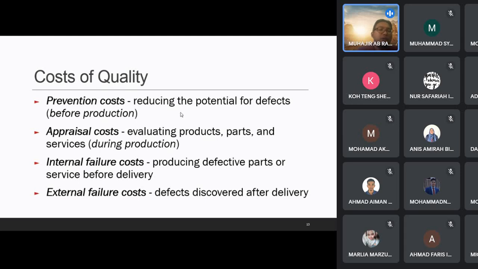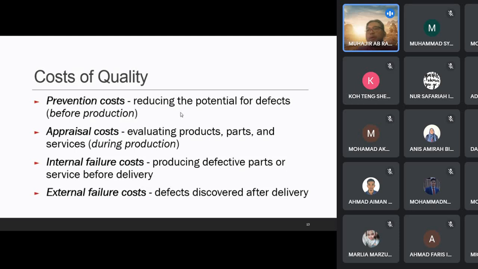Okay, this is about the cost of quality. Basically, because you want to produce a good quality product, definitely you need to incur costs. The first cost is the prevention cost, reducing the potential for defects before production. That means you need to train your staff, for example, send them for training. So the cost of training is the prevention cost.